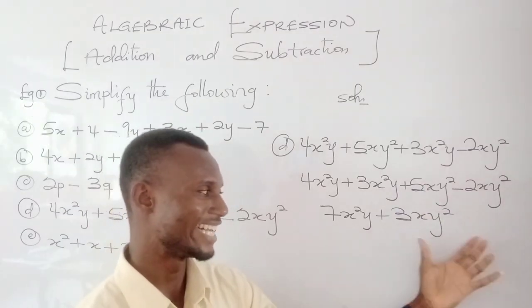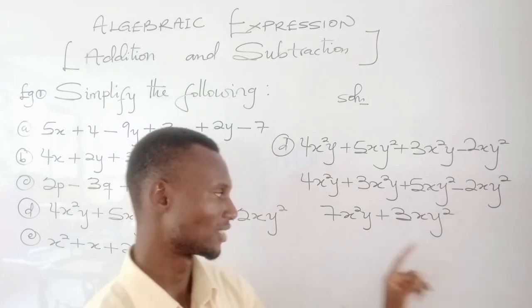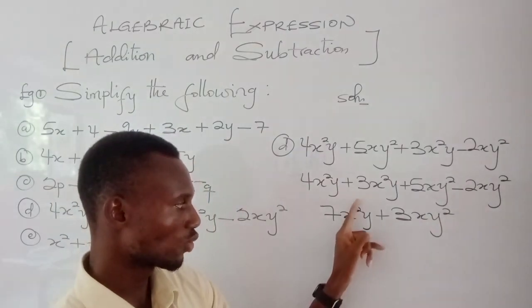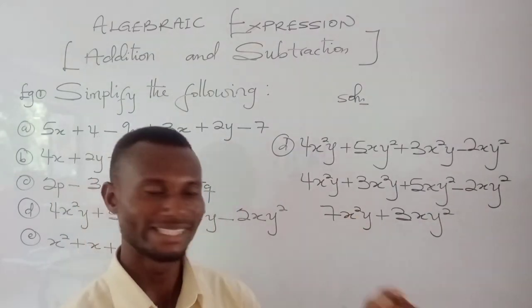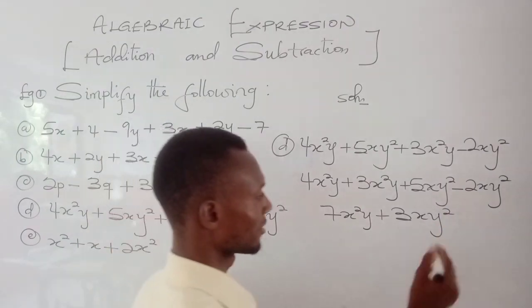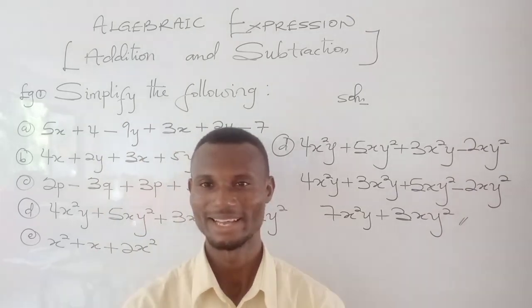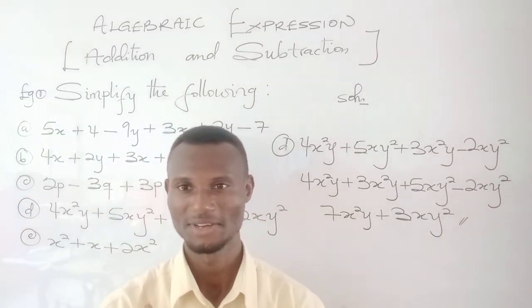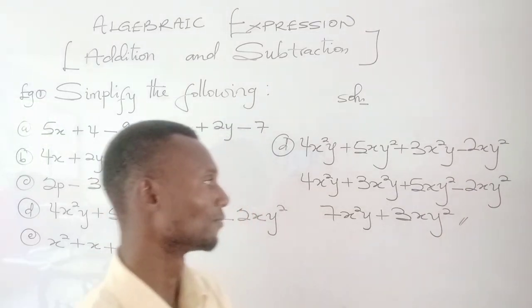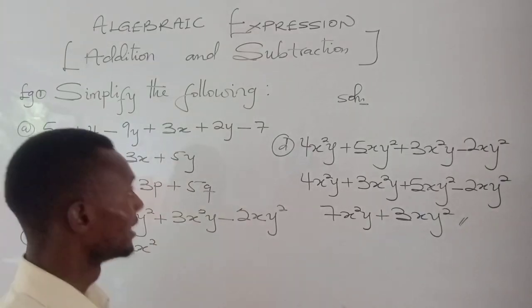Why? Because they are not like terms. The variables are not like terms. The s squared y is not the same as the sy squared. They are different. So this is my final answer. I leave it like this. I hope the explanation is clear enough up to this point. Okay, now let's handle the last one, which is the e.